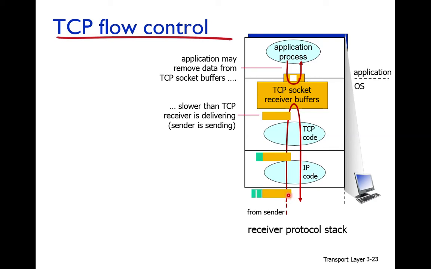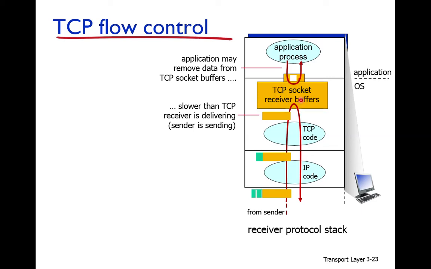Suppose from the sender 4 packets are arriving per second, and the application is reading 1 packet per second. So 4 packets arrive and 4 packets are stored, but 1 packet will be read by the application, so 3 packets will be stored in the buffer. For example, in the first second 3 packets are stored, in the second second 3 packets are stored, in the third second 3 packets are stored, and so on.